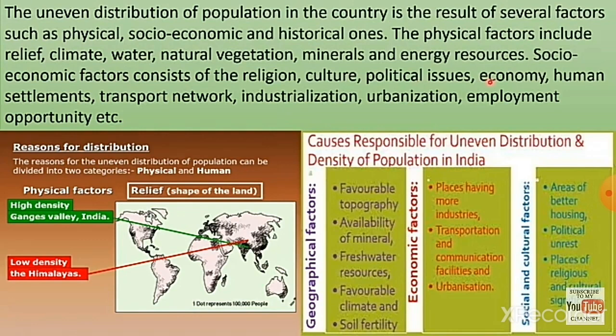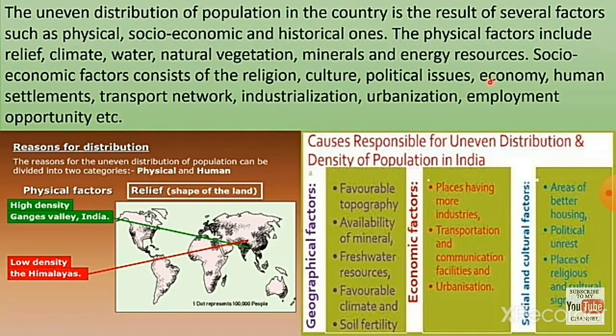That is relief, climate, water, natural vegetation, minerals and energy resources. So these are the basic things for human beings to live in that area. Based on this only the people will be settled. So the area where the people will be settled will mostly be densely populated.